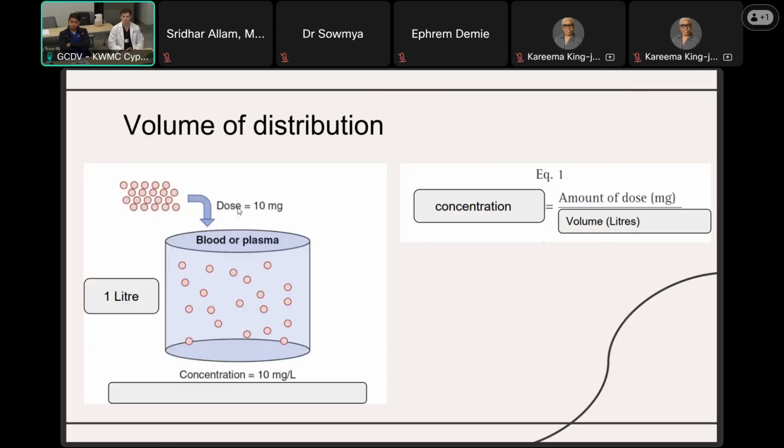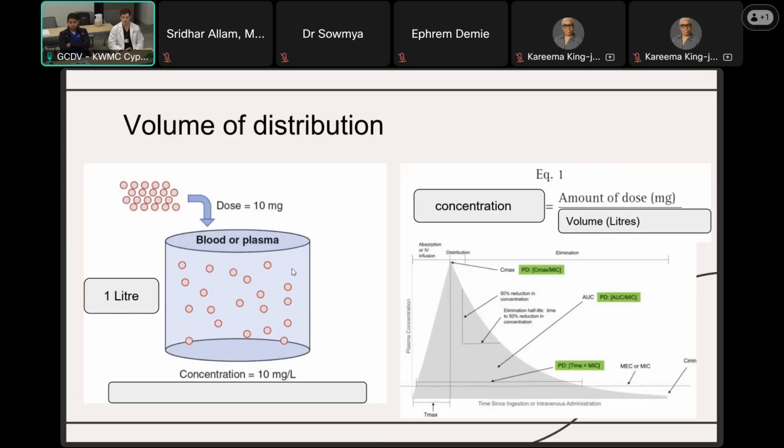So what is volume of distribution? Volume of distribution is the amount of water volume in which a medication distributes itself after a certain dose. So for example, in this cartoon here, if somebody is given 10 milligrams of a medication, and let's imagine the total body water, not just blood or plasma, the total body water is 1 liter, then the final concentration that you will achieve is 10 milligrams per liter of this medication. So concentration is the amount of dose by the volume in liters.